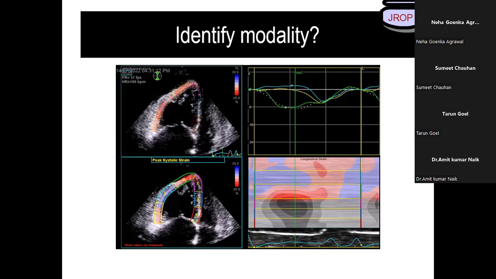Neha, you want to try? So the strain pattern is around -8, which is much less than -20. So severely strained LV. Yes. Okay.